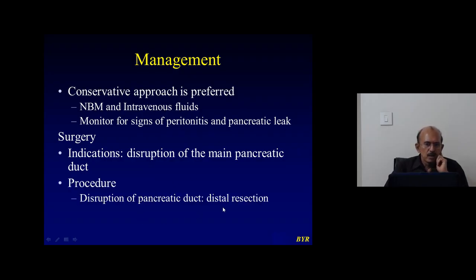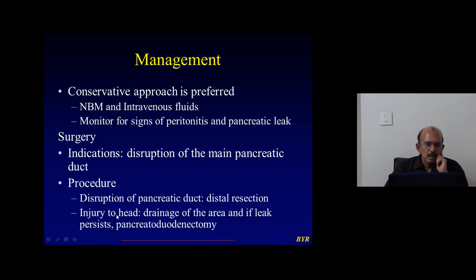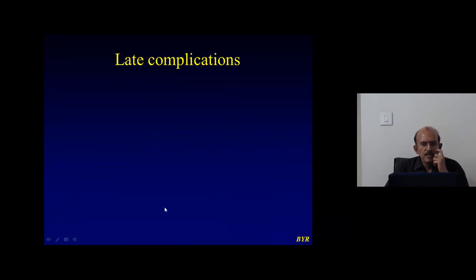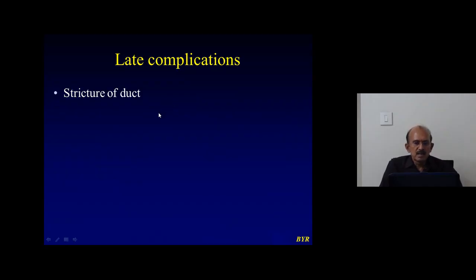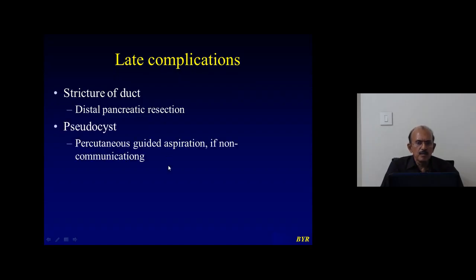Procedure: you can go for distal resection of the pancreas. If there is injury to the head, drainage of the area, and if the leak persists, we have to go for pancreaticoduodenectomy. Late complications: there can be stricture of the duct, then you have to go for distal pancreatic dissection. Pseudocyst, we already discussed in detail in the previous class. If it is non-communicating, you can do aspiration. If it is communicating, do cystogastrostomy or cystojejunostomy.